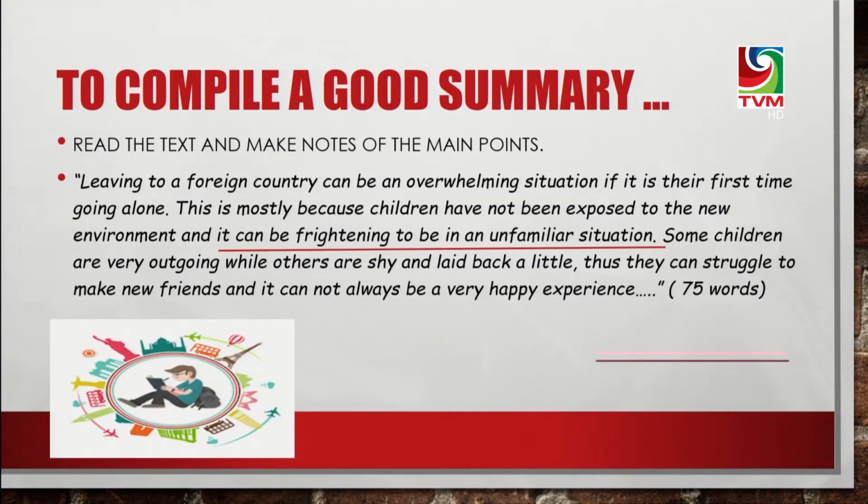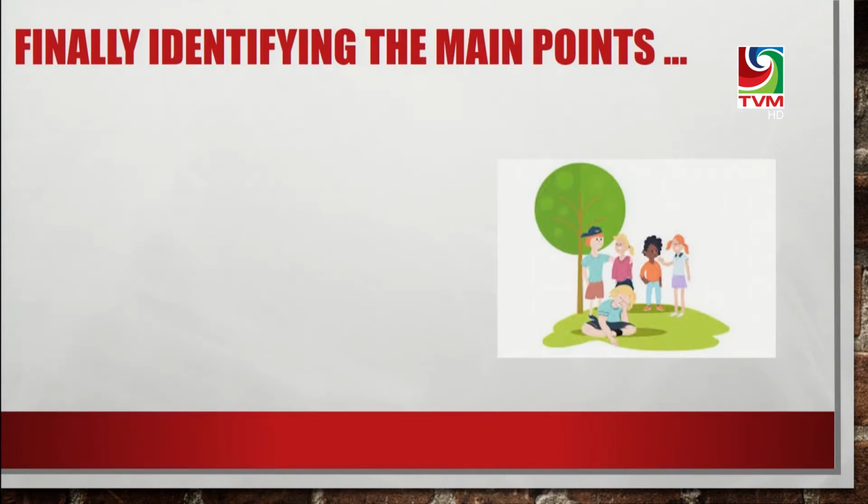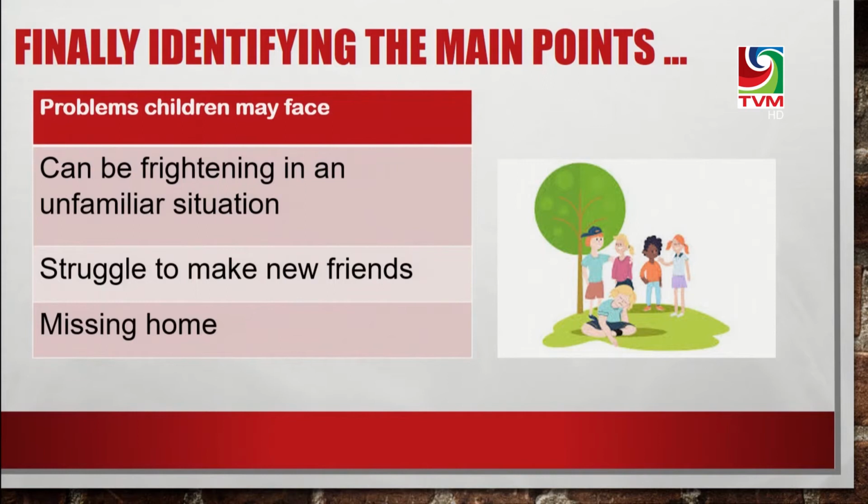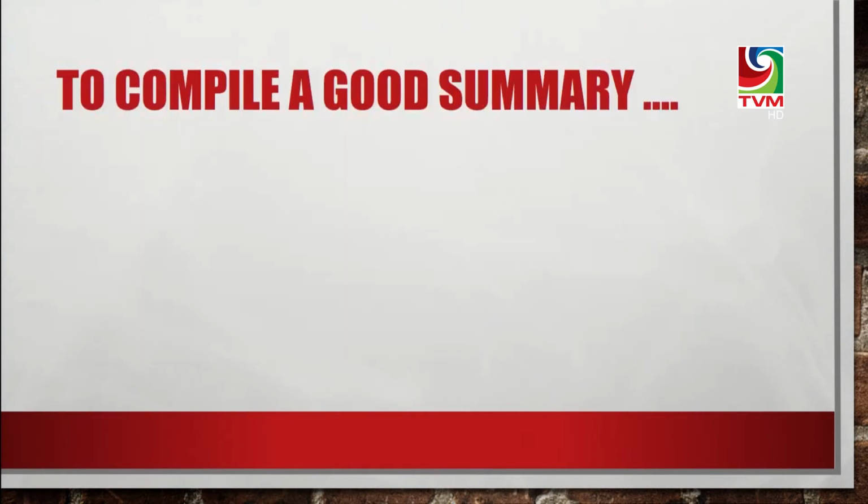So let's see what the important points in this paragraph are. It can be frightening to be in an unfamiliar situation. They can struggle to make new friends, and it cannot always be a very happy experience. So when we move on, we have identified the main points: can be frightening, struggling to make new friends, missing home.